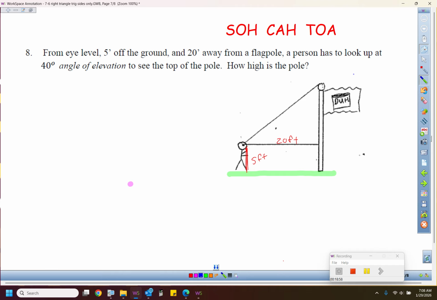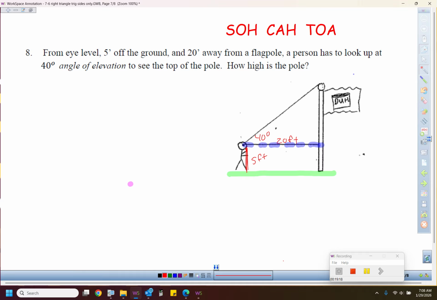So this is a very important thing to put in your picture. This is where the person normally looks. This is what they call their line of sight. That is straight ahead, like people normally look straight ahead. Well, to see the top of the flagpole, something had to move 40 degrees up. Either this guy tilted his entire head or he rolled his eyes or something, but he had to look up 40 degrees to see the top of the pole.